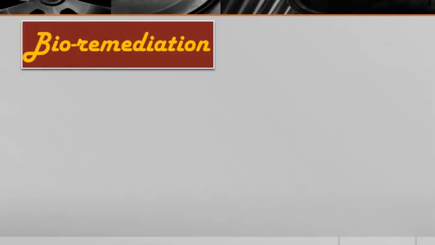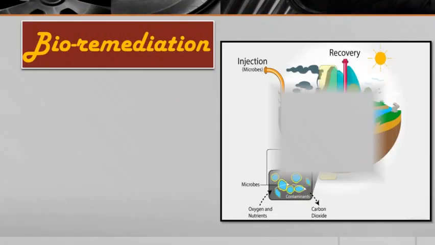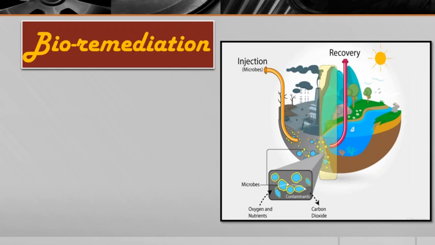Okay, now the process of bioremediation. So what is the meaning of bioremediation? So students, bioremediation is the use of microbes. That means any type of microorganism, bacteria, is used to remove the contaminants, pollutants and toxins which are present in the soil, water, etc.